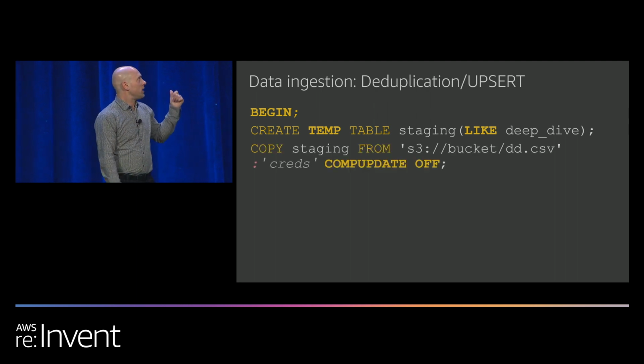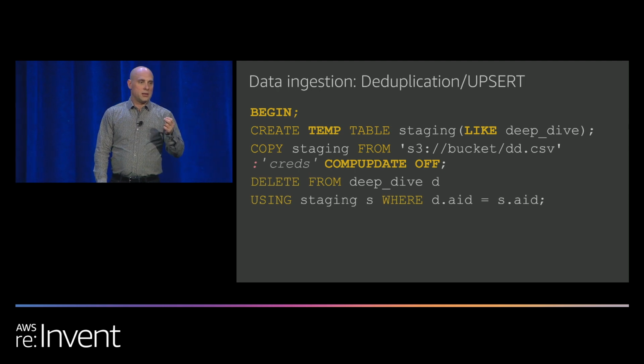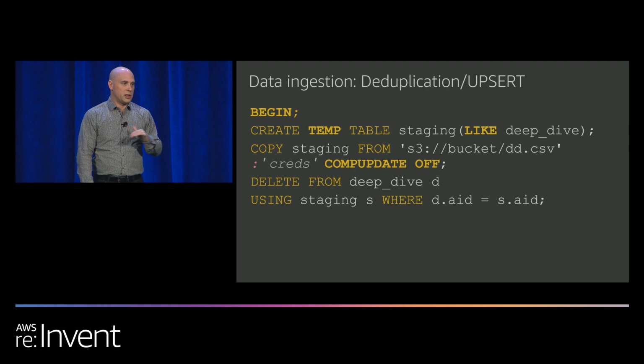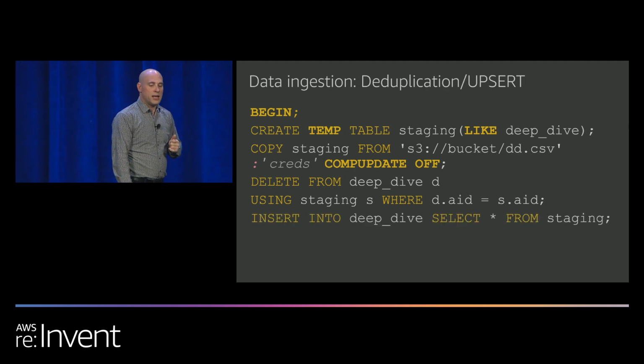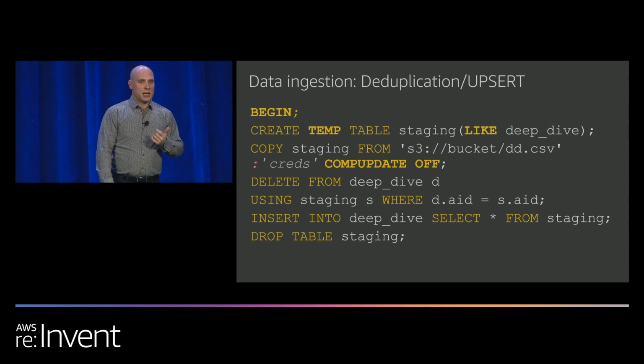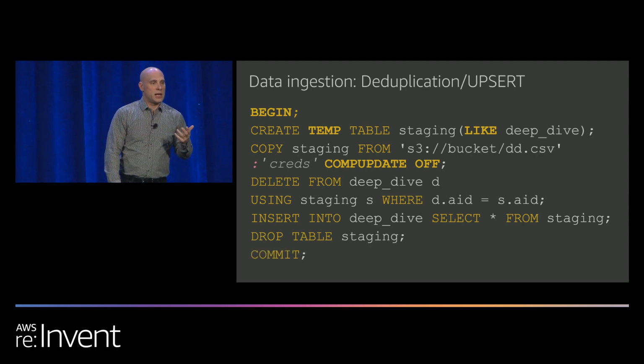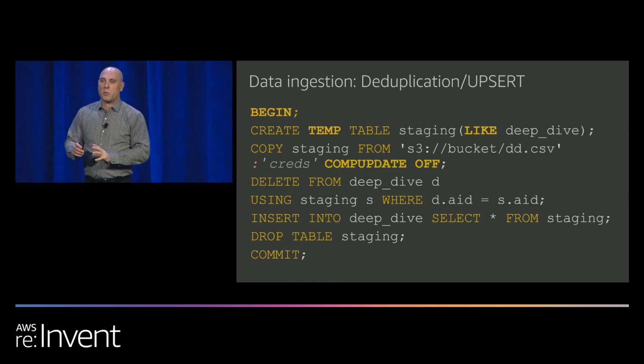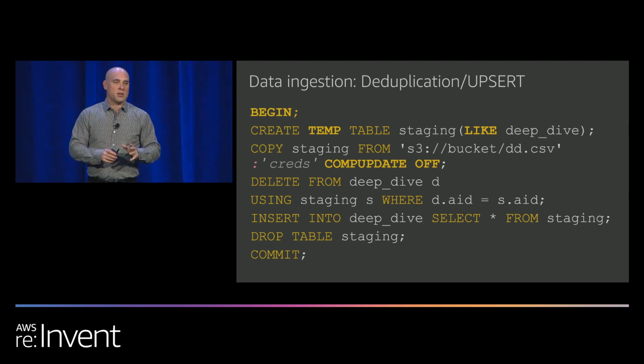I'm going to then copy the data into my staging table. I'm going to delete the data on that. I'm going to join on that AID there. I'm going to delete those 2 records out. Then I'm going to insert all of the records over. Then I'm going to drop the staging table. I'm going to commit the transaction. So this workflow, or variations of it, are the optimal way to do this UPSERT dedupe logic.